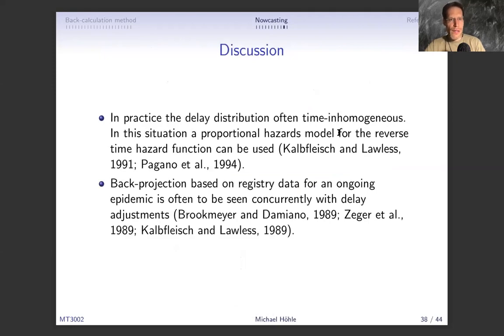Well, just a bit of discussion here. In practice, the delay distributions often are time inhomogeneous, so they're not really time stable because there are things happening. Overload of the testing system could be one reason, or that there is some intervention in order to ensure that reporting is faster, and so on and so on. So sometimes you also need to think about how you can actually parameterize time changes in the reporting delay distribution.